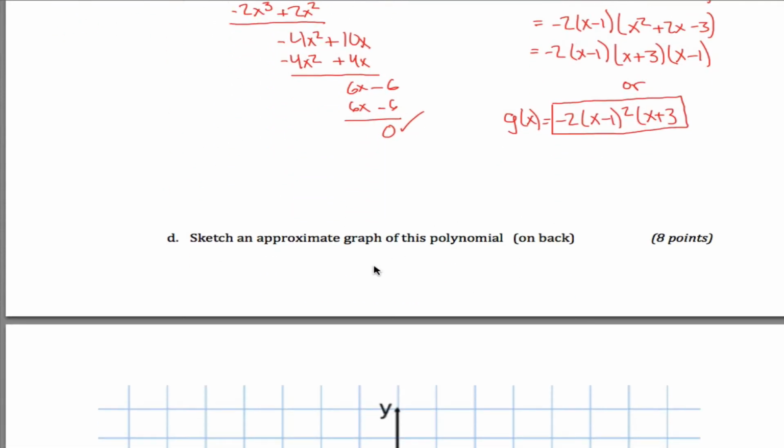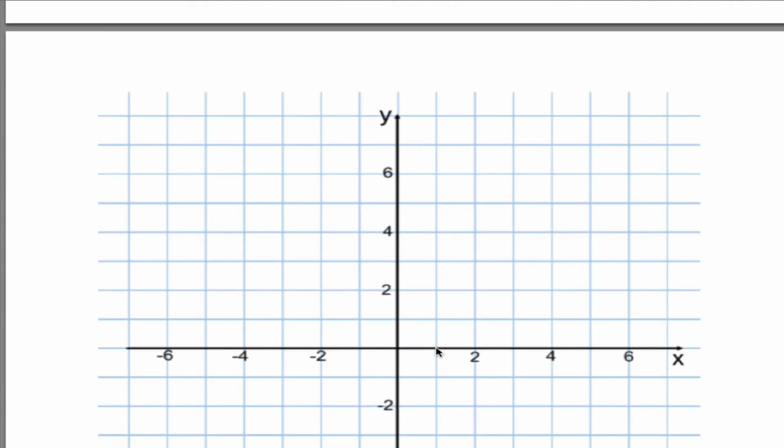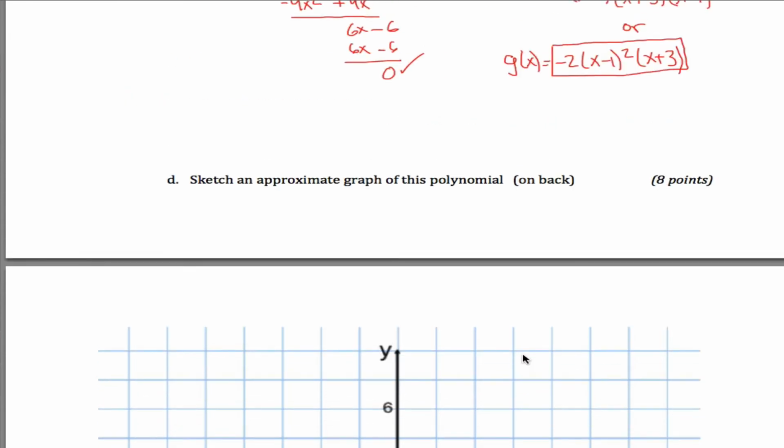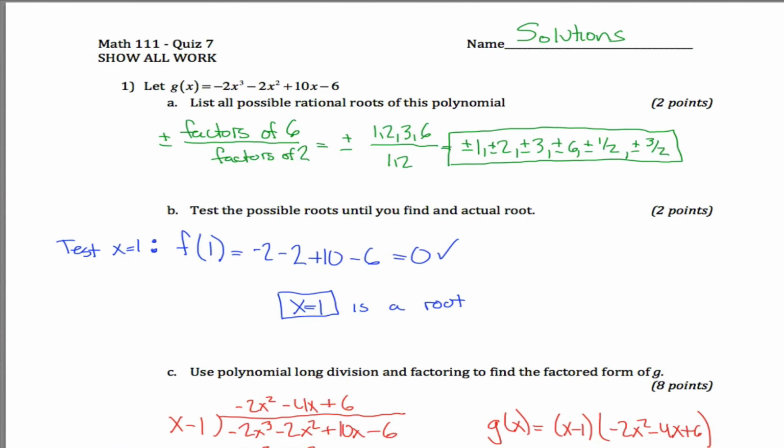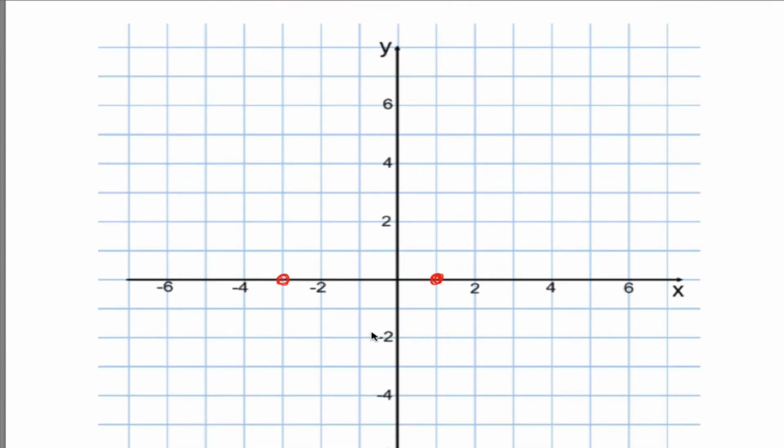All right, now we go down here and it says sketch a graph. Okay, so the important things to note is that we got x-intercepts at 1 and -3. Here's 1, here's -3. The multiplicity at 1 is even, so I'm going to bounce off the graph there, but the multiplicity at -3 is odd, so it's going to go straight through the graph there. Y-intercept, just by looking at this, I can tell it's -6.